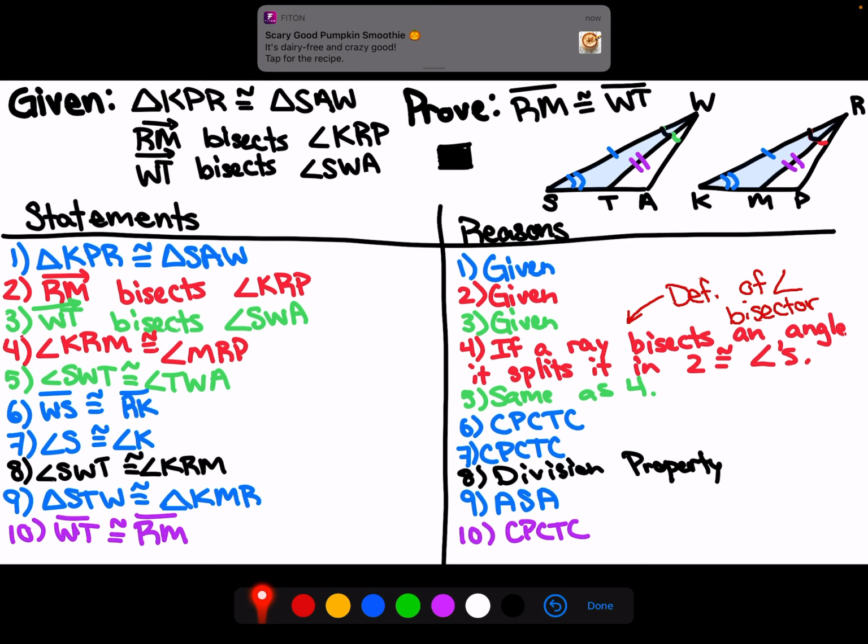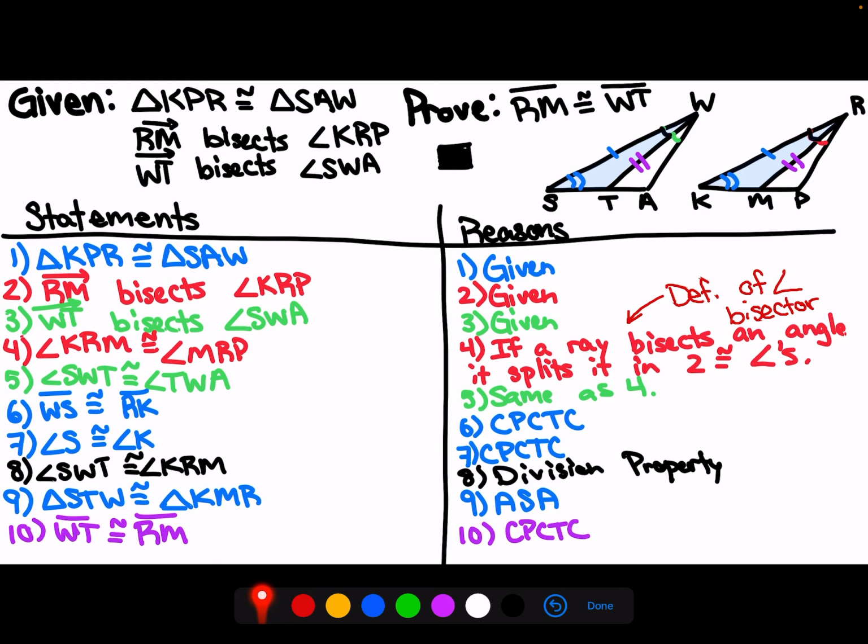All right, with this proof, there is no chance that we're doing HL. If we look at this proof, there's no right angles. So again, if you don't see any right angles, that automatically means that HL is out.